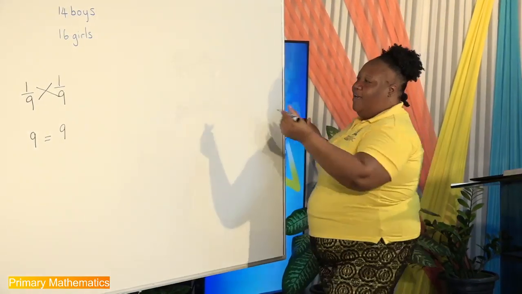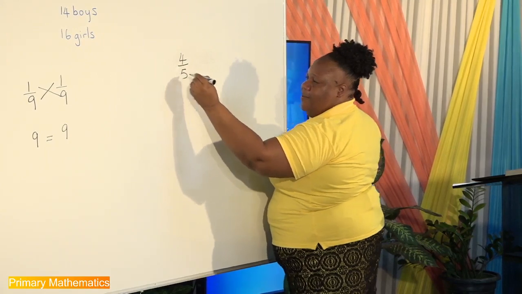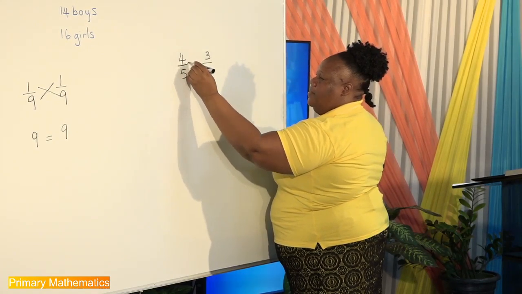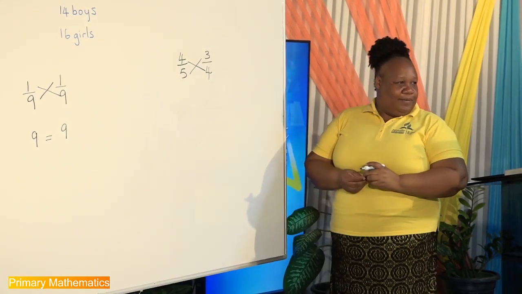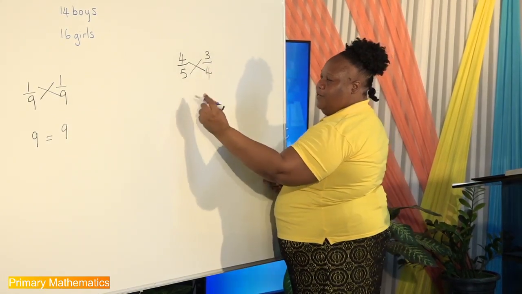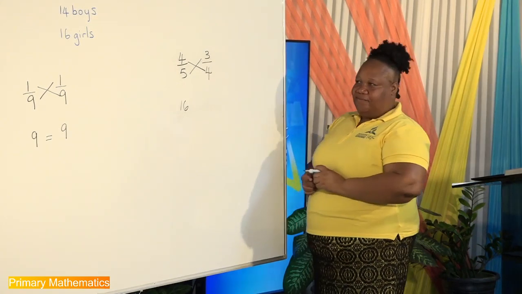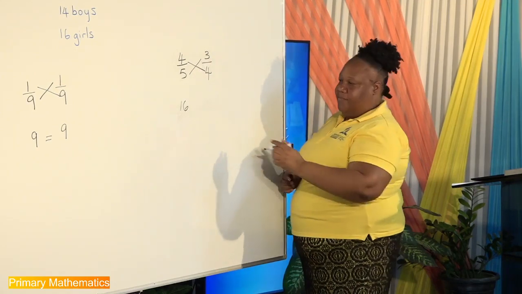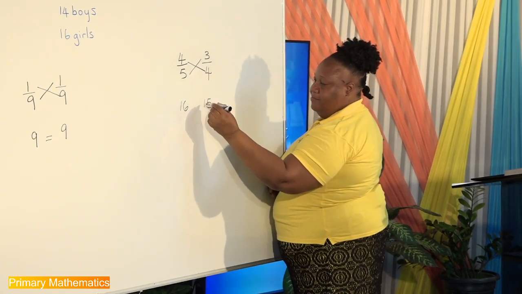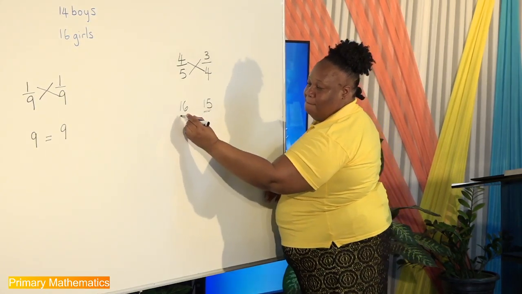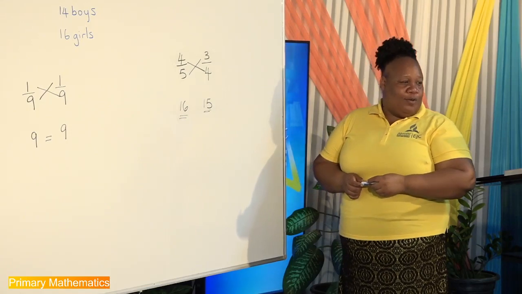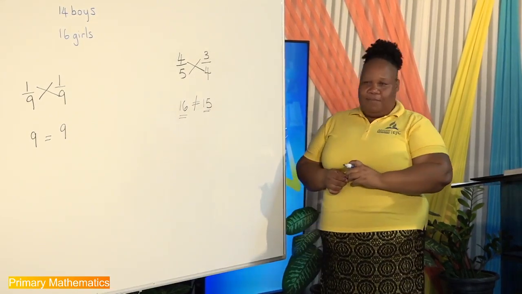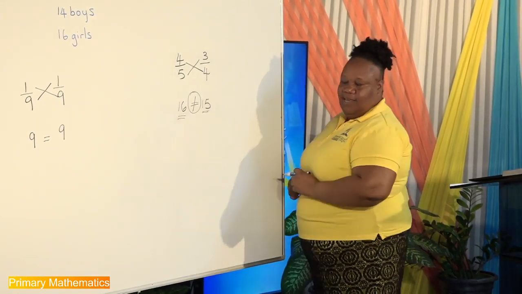So we have 4/5 and 3/4. So we are going to find the product. 4 times 4, 16. Correct? 5 times 3, 15. Are they the same? Are they equal? No, miss. Very good. So this is what you show. Use that symbol to show that they are not equal.